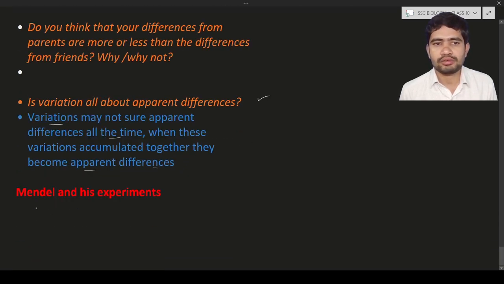In the next lecture, we are going to discuss Mendel and his experiment. It means whatever the activities are after this topic, and not only that, important topics like Mendel and his experiment, we will discuss in the next lecture. I hope this lecture is helpful to you, and we will discuss the next topic in the next lecture.